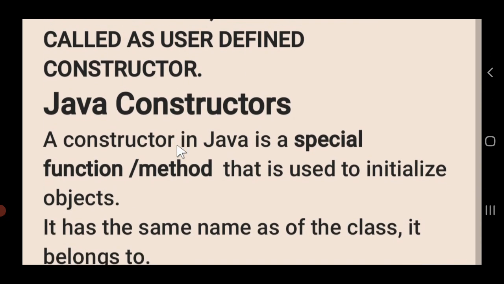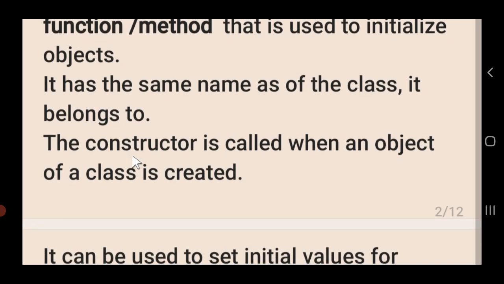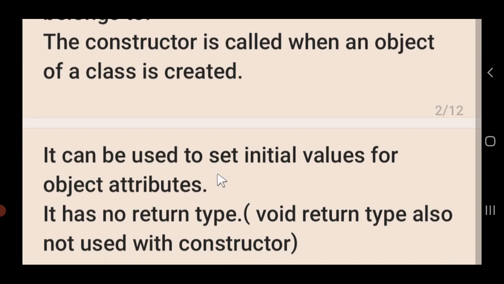All right, everyone. After that, students, what is a Java constructor? A constructor in Java is a special function or method that is used to initialize objects. That's what I've told you and shown you with one example just now. It has the same name as the class it belongs to. You have seen that Student was the class name and Student was the name of the constructor, so always take care of case sensitivity. A constructor is called when an object of a class is created. It can be used to set initial values for object attributes. That's what I've shown you.